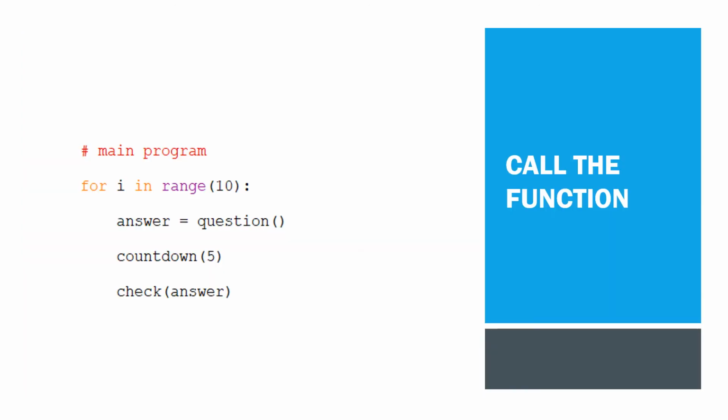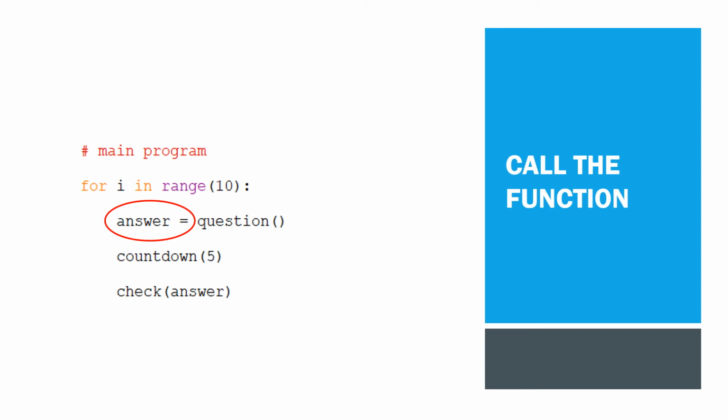So this is what my main program looks like now. It's really short. It's only 4 lines long, 3 lines inside a loop. And I'm calling the function that I've just made called question. And I'm capturing the returned value. I've captured it as a variable called answer. It doesn't have to have the same name as the variable inside the function, but in this case it does.